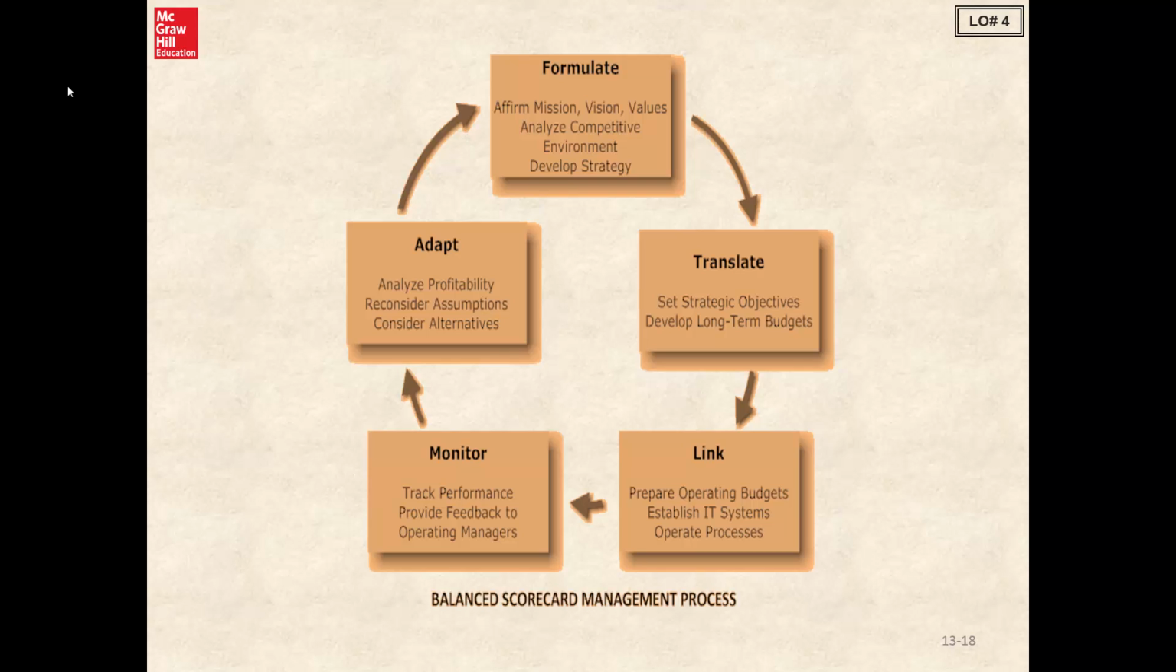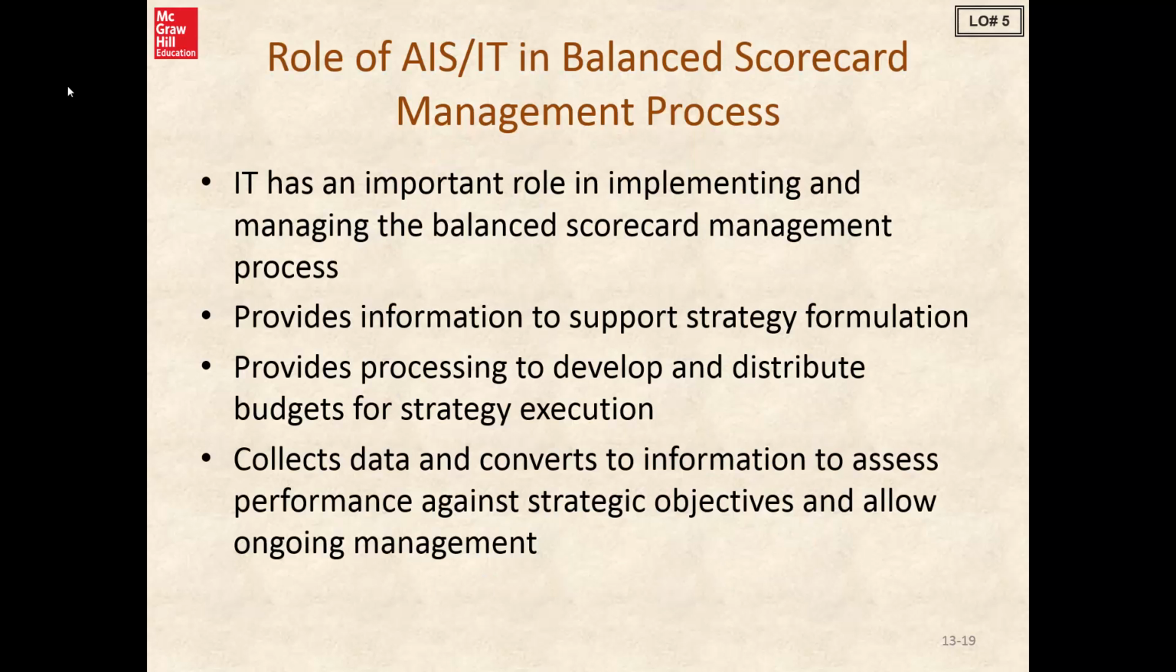So if we look at this process in graphic form, we see here: Formulate, affirm missions, values, analyze competitive environment, develop strategy. Then translate, set strategic objectives, and develop long-term budgets. Then link, prepare operating budgets, establish IT systems, operate processes. Then monitor, track performance, provide feedback to operating managers, and adapt. Analyze profitability, reconsider assumptions, and consider alternatives.